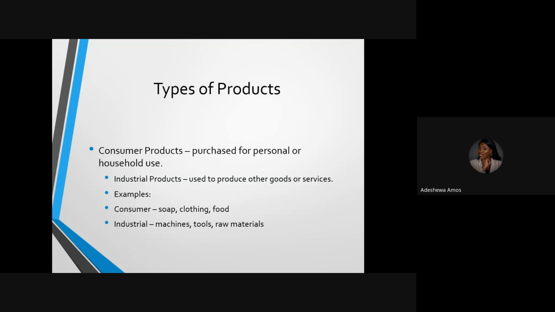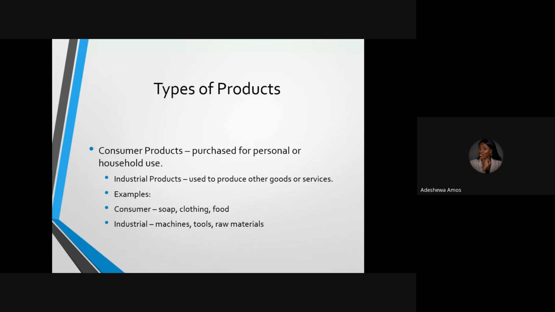So when we talk about a consumer product, it is purchased for household or personal use. So this is to say that if you go and buy rice, that is a product that you are going to consume in your home, meaning that you've purchased a consumer product. Okay, if you go and buy clothing, food, soap, meaning that you've bought them because you want to consume them yourself or in your home.